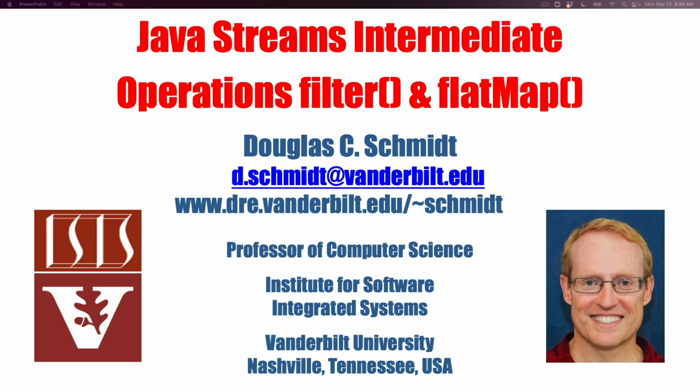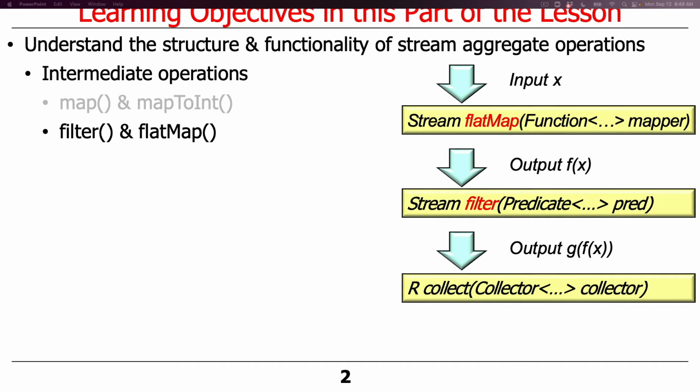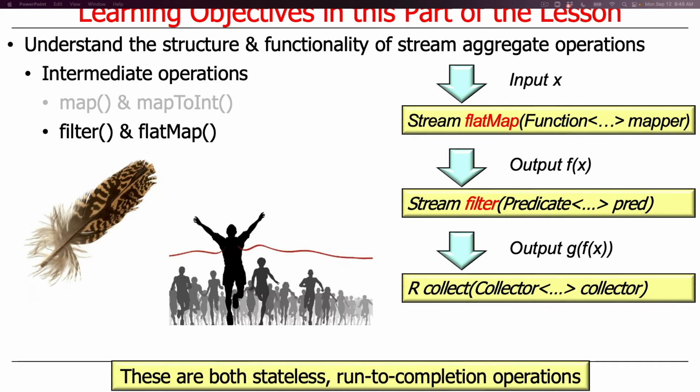So we're going to continue with our overview of some of the common intermediate operations that are available in Java streams, focusing at the moment on filter and flatMap. And these are two very interesting intermediate operations. They are both stateless, run-to-completion operations.